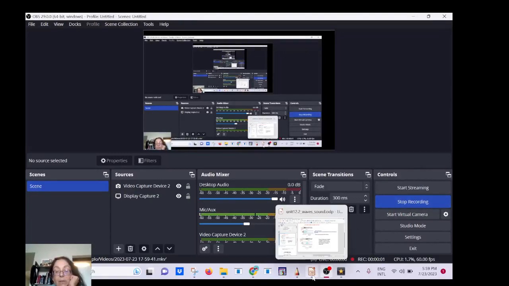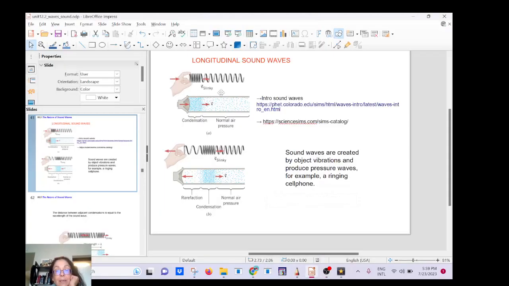Hi guys, so let's talk about sound again. Sound is a longitudinal wave, which means that the disturbance is parallel to the direction of propagation.